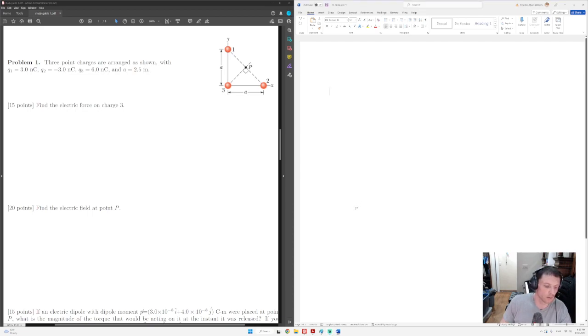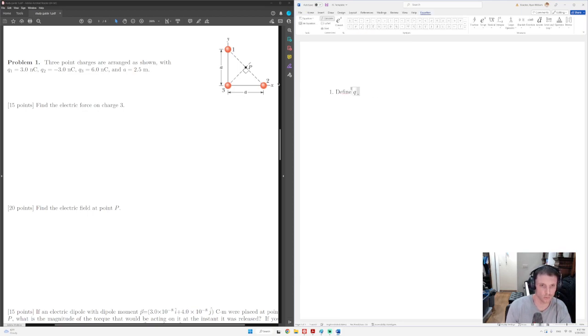So we're going to do problem 1 today, which is just some point charges distributed in a certain way here. And I'm going to do something that I like to do to simplify the notation a little bit. Let's define Q with no subscript to be 3.0 nanocoulombs. You'll see why I want to do this in just a second. It's going to help things a little bit with the notation.